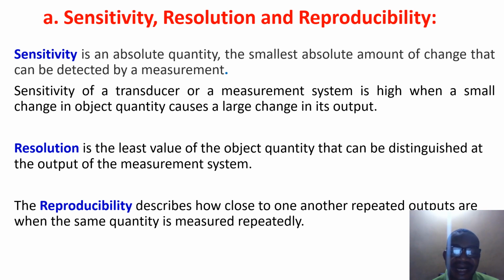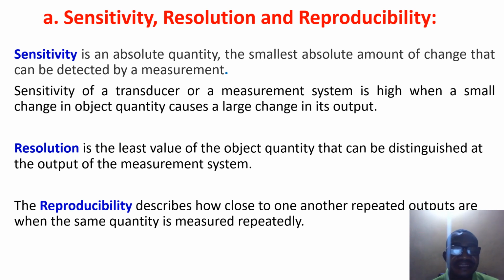Reproducibility describes how close to one another repeated outputs are when the same quantity is measured repeatedly. For instance, I take my blood pressure now and get specific results. If I take it 5 minutes later and get exactly the same results, we say the value is reproducible, although we know that blood pressure changes rapidly.